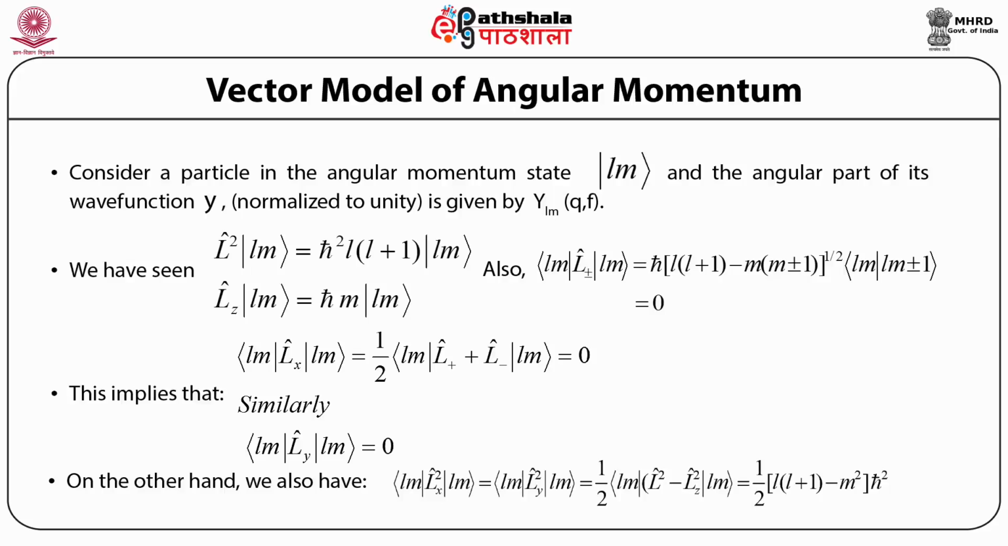Vector model of angular momentum. Note that when m is equal to plus L or m is equal to minus L, that means the value of the magnetic quantum number is equal to either plus L, the orbital angular momentum number, or minus L.